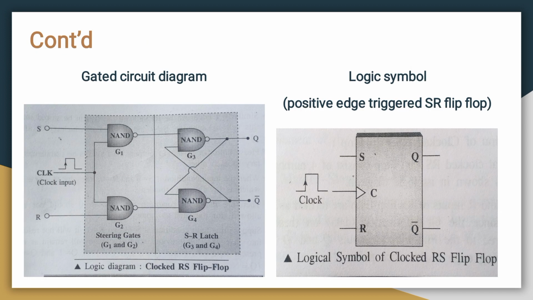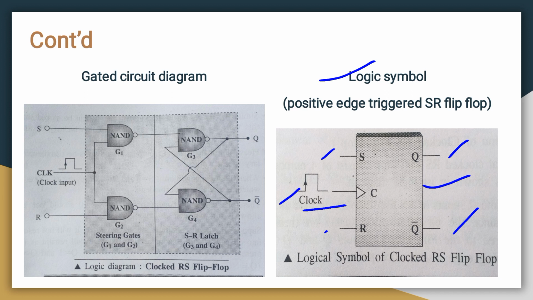So these are the circuits we are going to use. Before going to the gated circuit diagram, let's see the logic symbol. So this is the input S and R, output Q and Q bar. So this is the clock. So here we converted this SR latch to the clocked one, right? So clocked RS flip-flop. So we have to apply this clock.